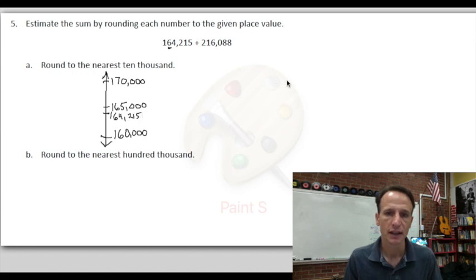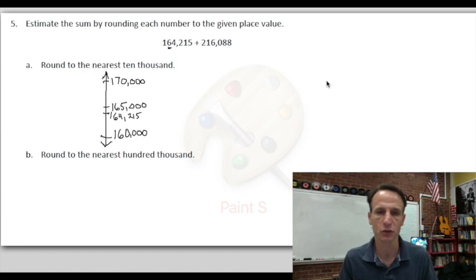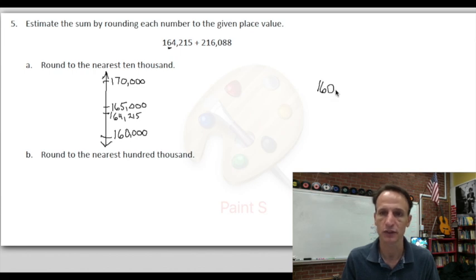164,215. And that would round, I'm going to leave some space here because I'm going to do a second number line for the second number. So over here, I'll go over a bit, that would round where? Yes, to 160,000. Goody, goody gumdrops. Let's go back now and draw another number line to round our second number.